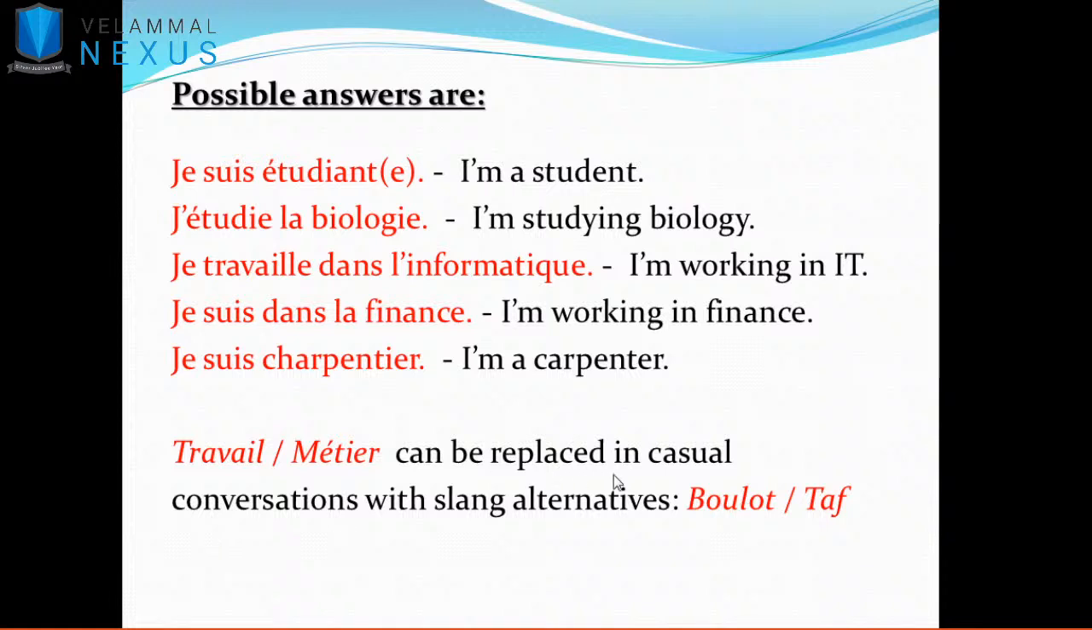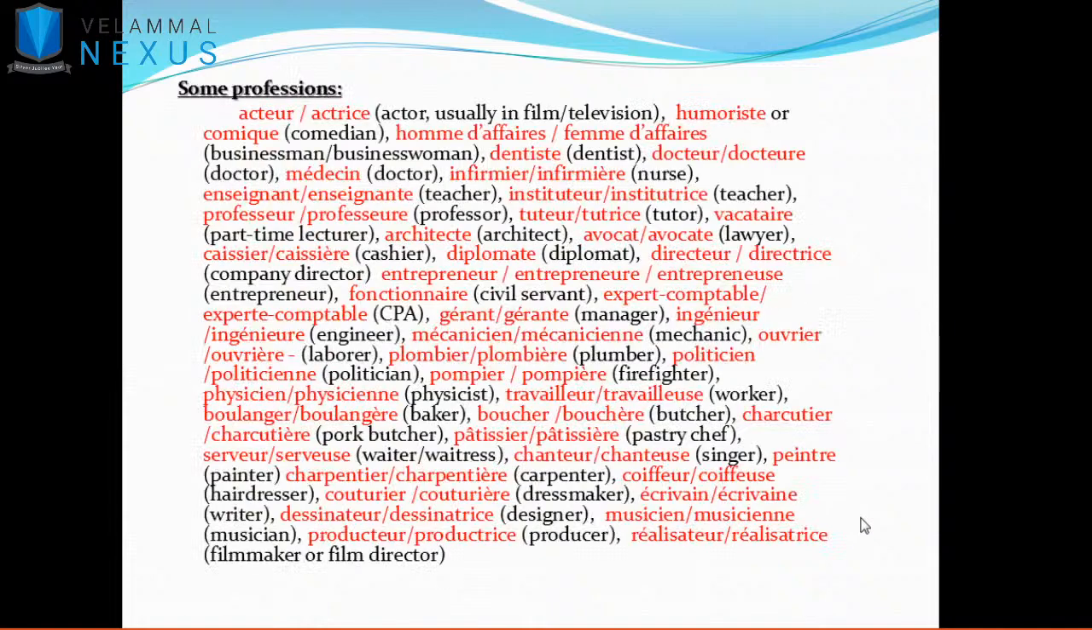Next. The word travail means work, and métier is also work. And these can be replaced in a casual conversation with slang like boulot and taf. Boulot means also work. Taf is also work. Now there are certain professions. I'll read it a bit fast. You can just stick with me and come again. The English words you can read by yourself. I will only say the French ones so that you get the correct pronunciation.